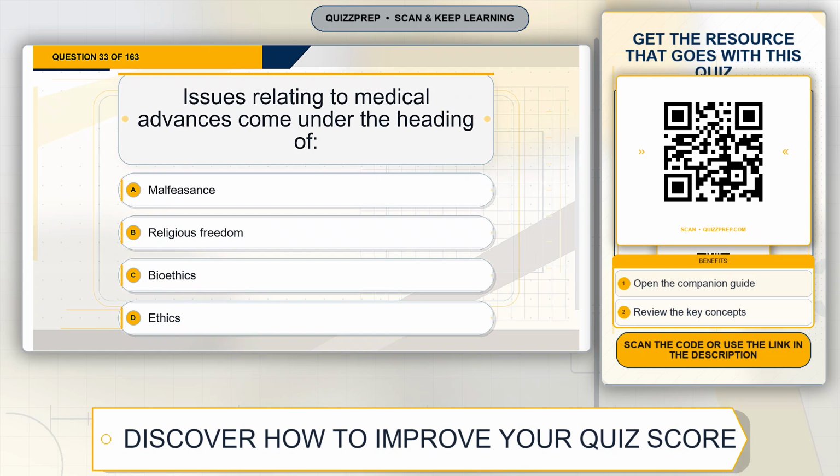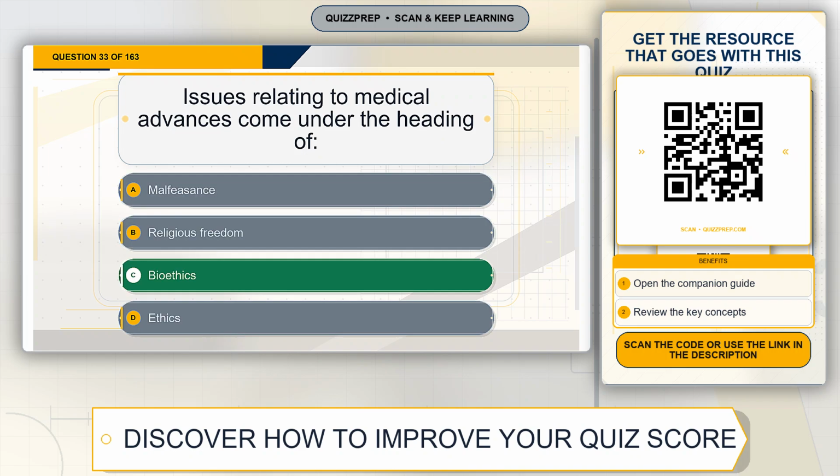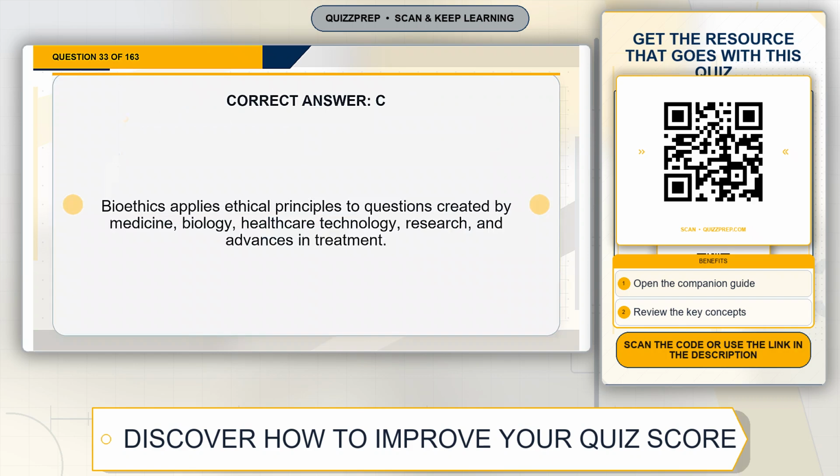Question 33. Issues relating to medical advances come under the heading of Option A, malfeasance. Option B, religious freedom. Option C, bioethics. Option D, ethics. The correct answer is option C, bioethics. Explanation. Bioethics applies ethical principles to questions created by medicine, biology, healthcare technology, research, and advances in treatment.